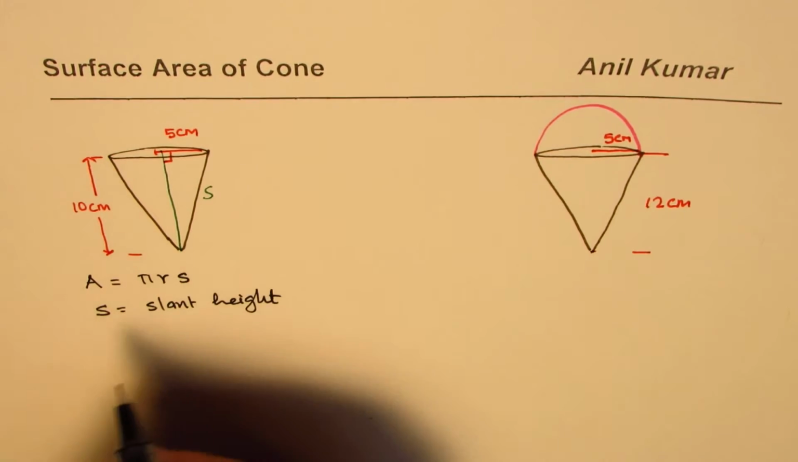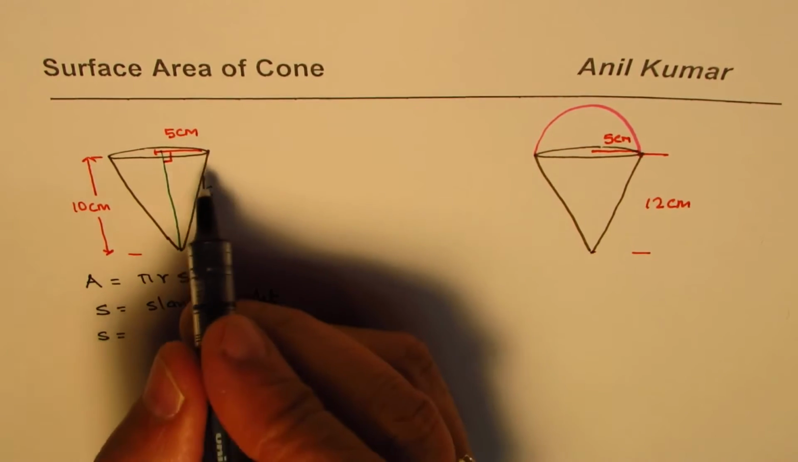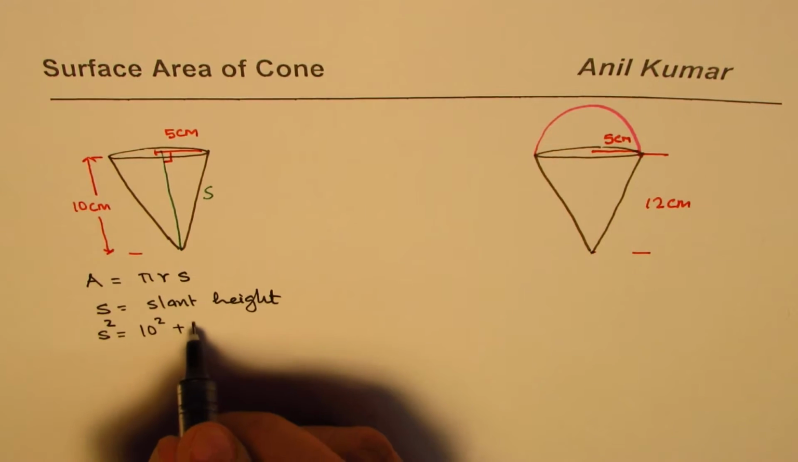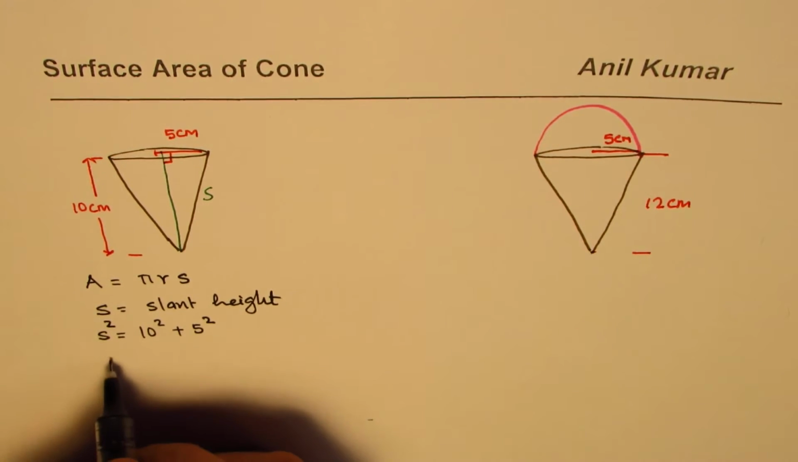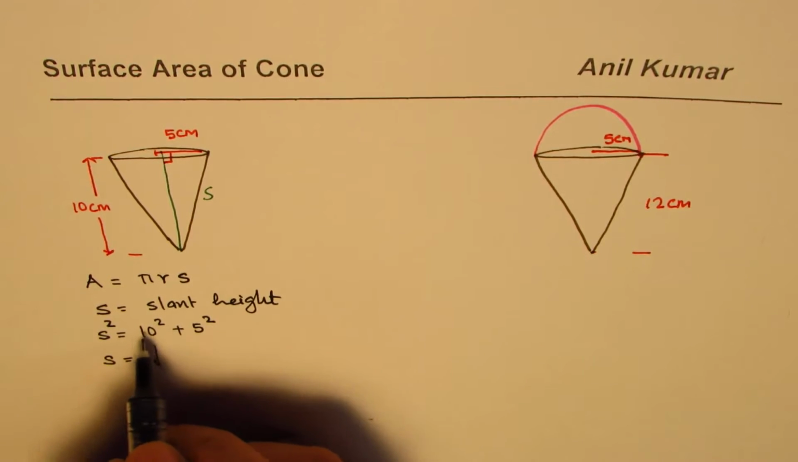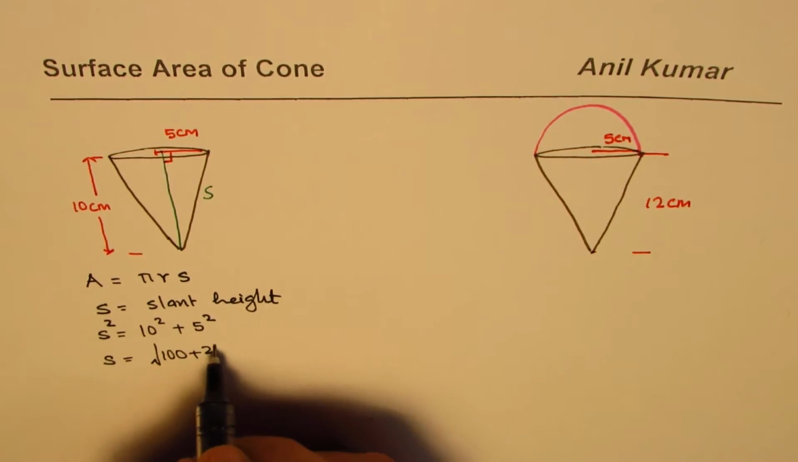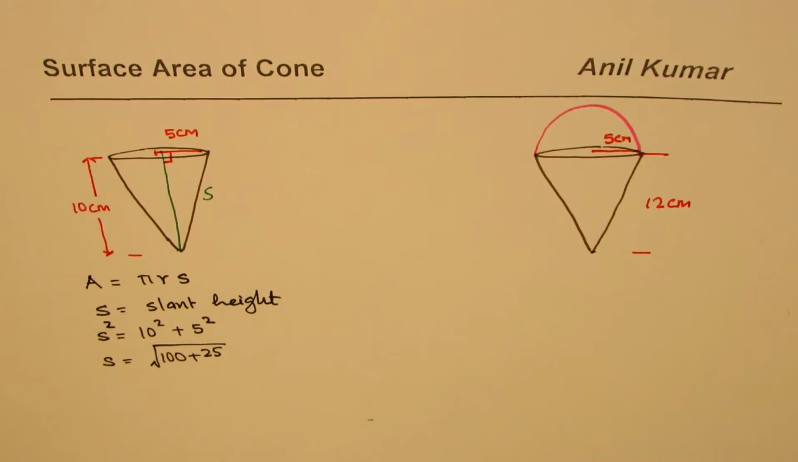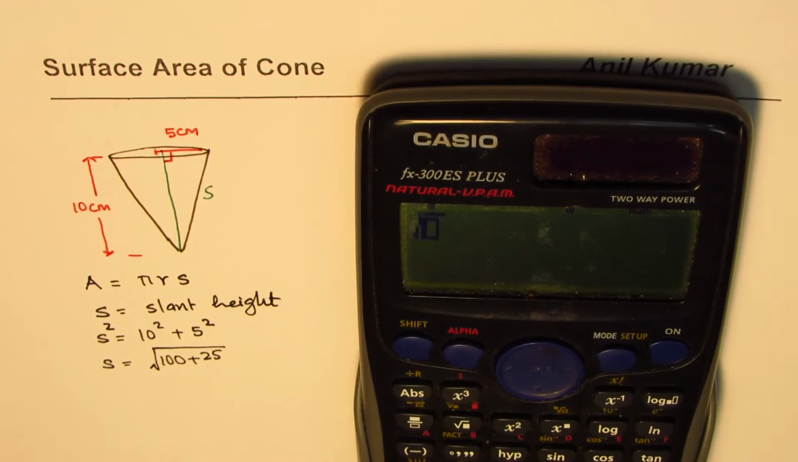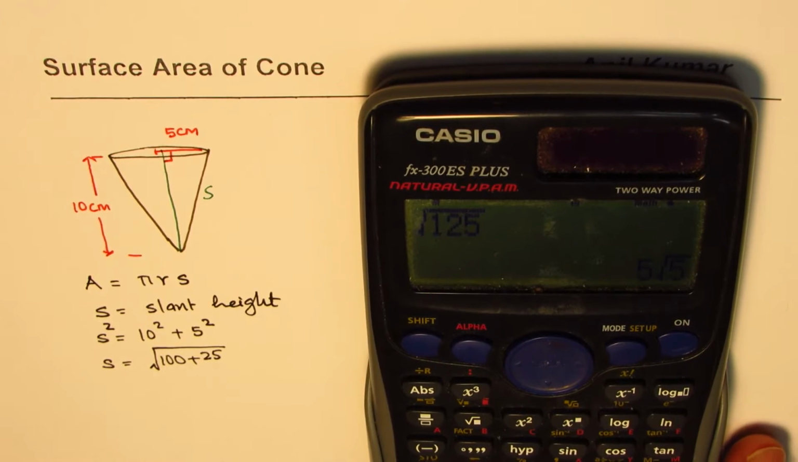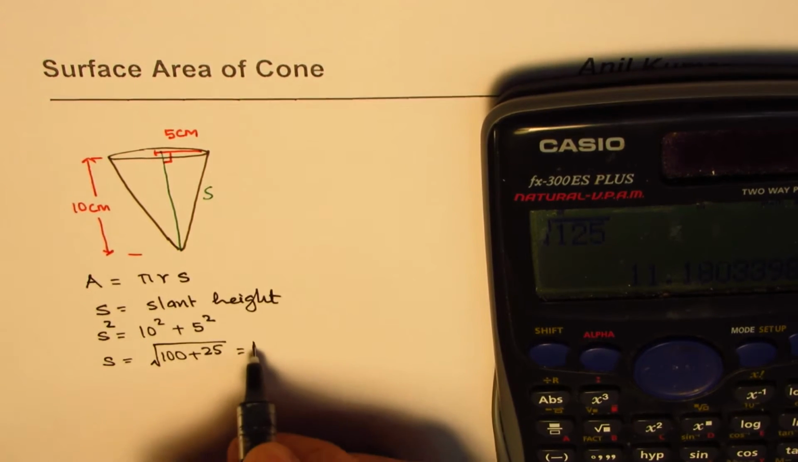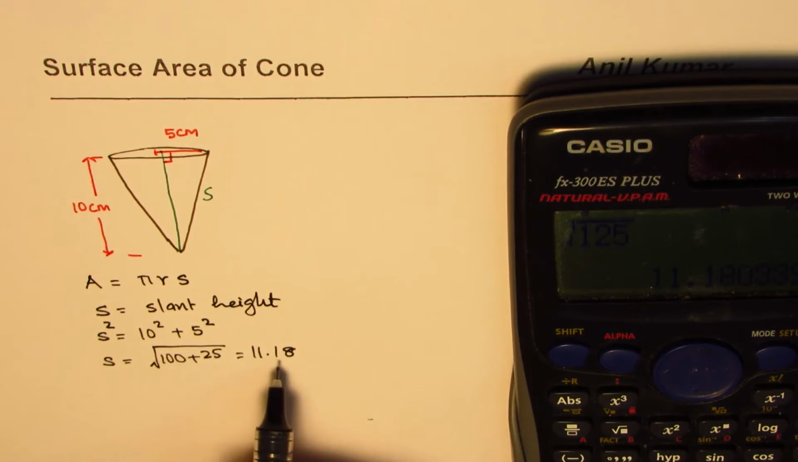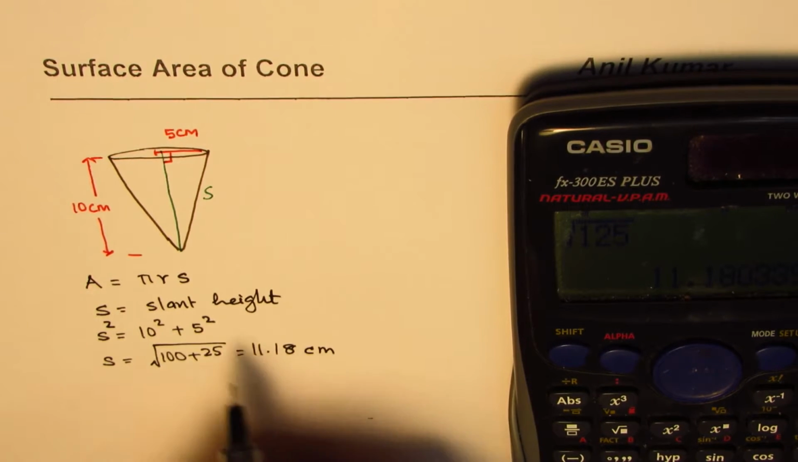The slant height, as you know, you can find with the Pythagorean theorem. Slant height squared is equal to 10 squared plus 5 squared. So slant height will be the square root of 100 plus 25, which is the square root of 125. To two decimal places, let me write this as 11.18. The units will, of course, be centimeters.